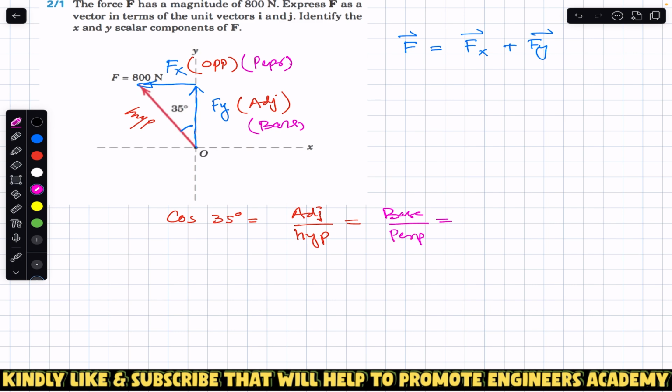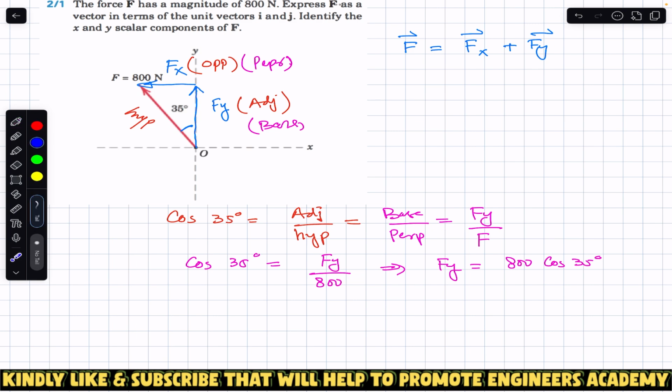Now cos of 35 is equal to the adjacent side, F_y, divided by the hypotenuse, which is that force F. So we can say that cos of 35 degrees is equal to F_y divided by the force F magnitude, which is 800 Newton. If we multiply both sides of the equation by 800, then F_y is equal to 800 cos of 35 degrees.